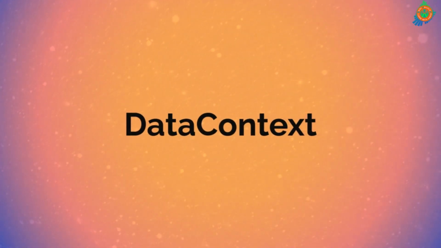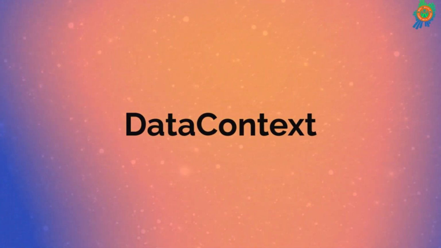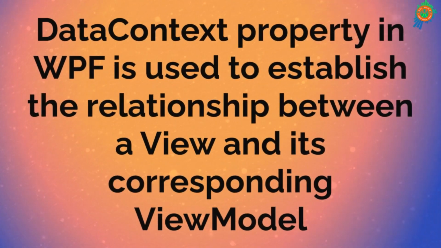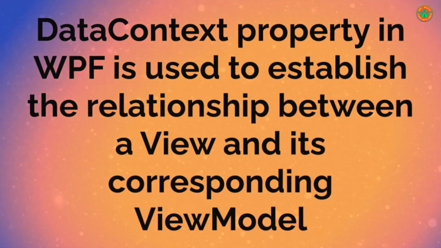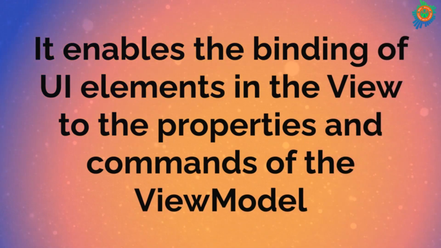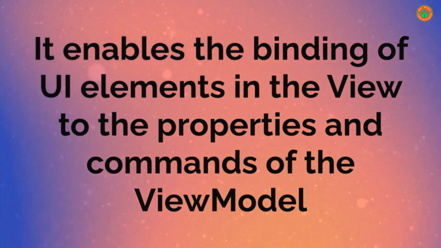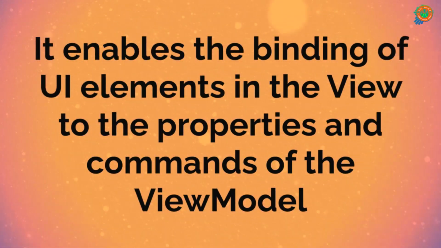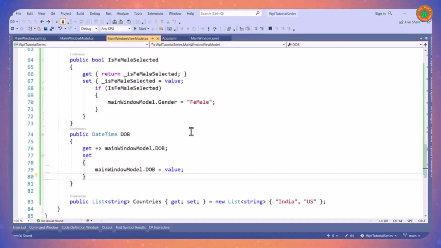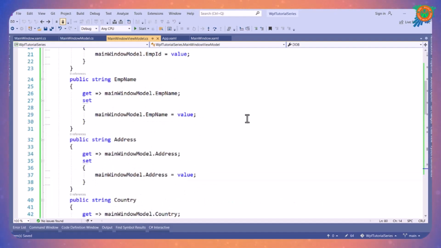Now, how to achieve the data binding? To achieve the data binding, we have to set the data context of the UI. So now the question is, what is data context? The data context property in WPF is used to establish the relationship between the view and its corresponding view model. It enables the binding of UI elements in the view to the properties and commands of the view model. Now let's see how to bind the property.